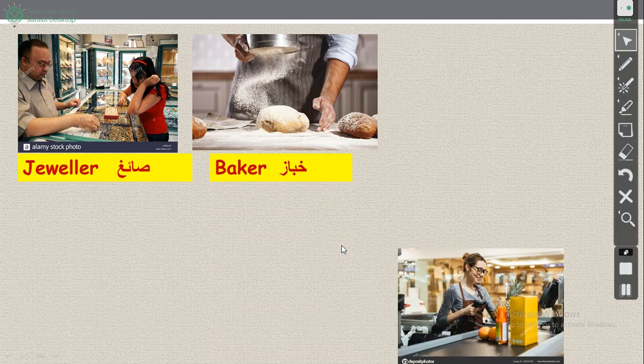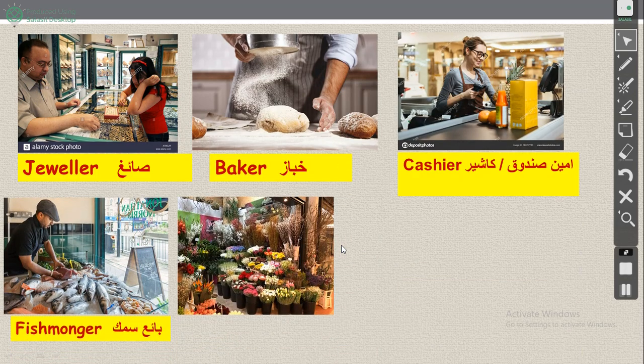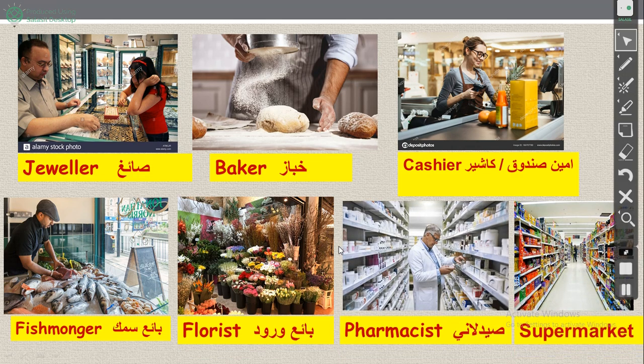Now, you should write what? Wait, please. You should write the meaning in this slide, okay? Here, you should write what? In your notebook. You should write jeweler صائغ أو in Arabic we call it as جواهرجي. Okay, بائع الذهب. You should write jeweler and you should write baker خباز the word and the meaning. cashier أمين صندوق. fishmonger بائع سمك. florist بائع ورود. pharmacist صيدلاني and supermarket is supermarket in Arabic. Okay, write the meaning. 1 2 3 4 5 6 7 on your notebook. على الدفتر write the meaning.